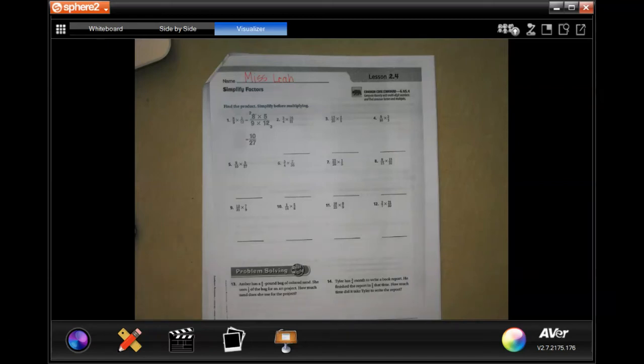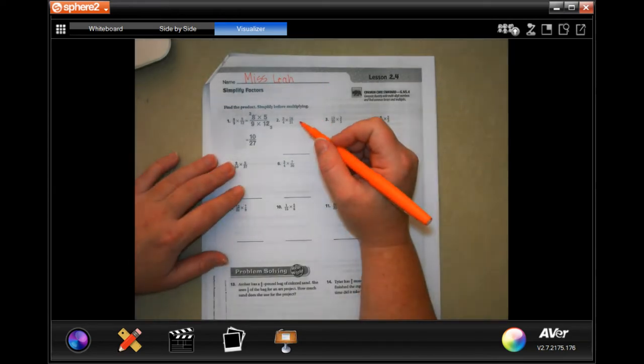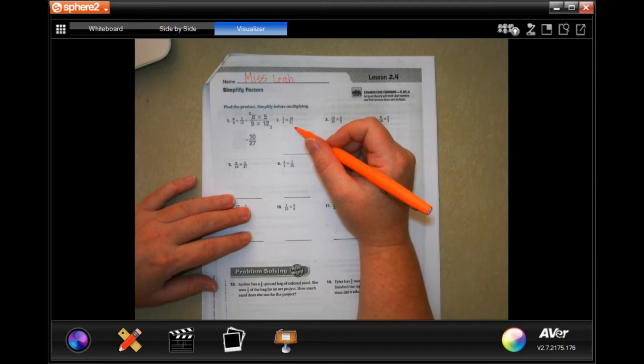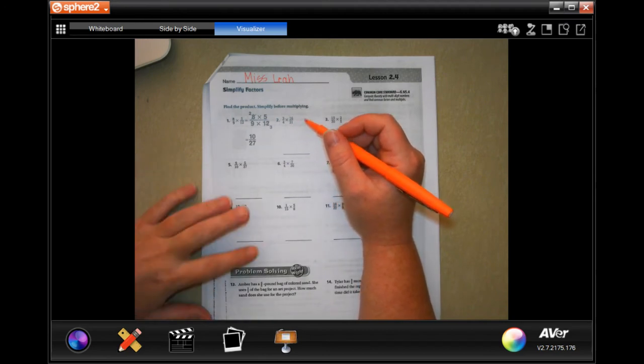Good morning, guys. Welcome to sixth grade, chapter two, lesson four. We're going to go ahead and get started. You guys are going to wind up loving these because they are super easy once you get used to them. So we get to reduce using a top number and a bottom number. It doesn't matter which top number and bottom number, as long as it's a top and a bottom, okay?